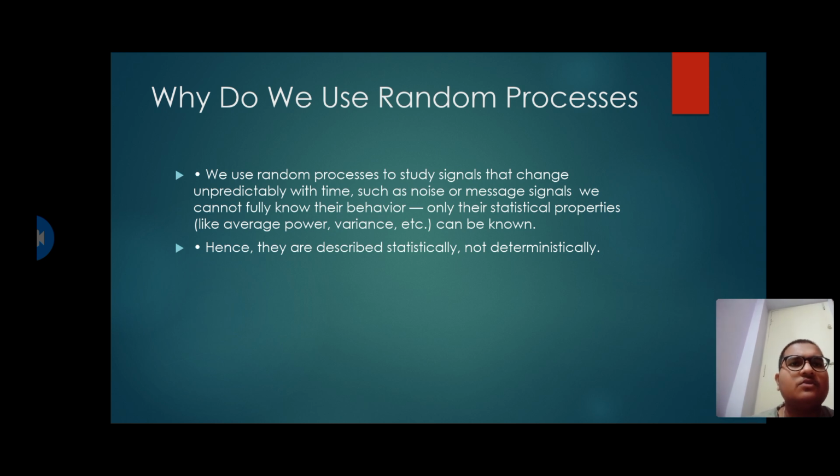We can use this random process to predict or study signals which we don't know, I mean, signals whose behavior can't be predicted. Those signals we are going to study using this random process. We can't predict their behavior, but we can go through their statistical properties. We can cross check their statistical properties like average, power, variance, etc. Hence, they are described statistically, not deterministically, which we have discussed.